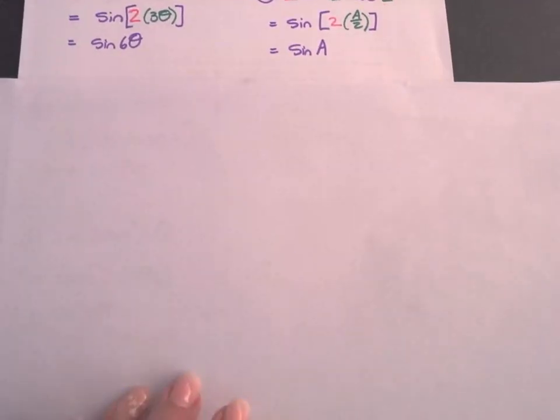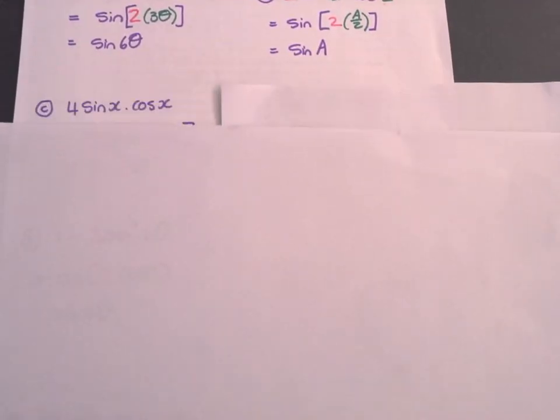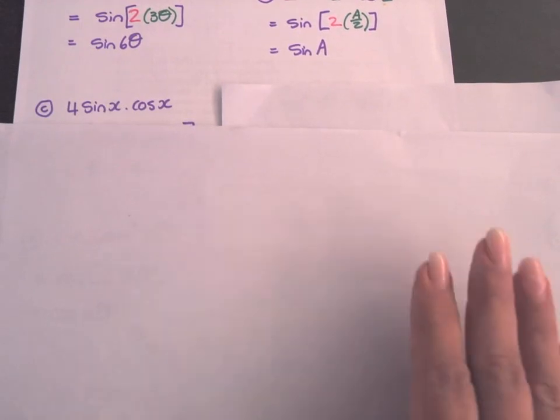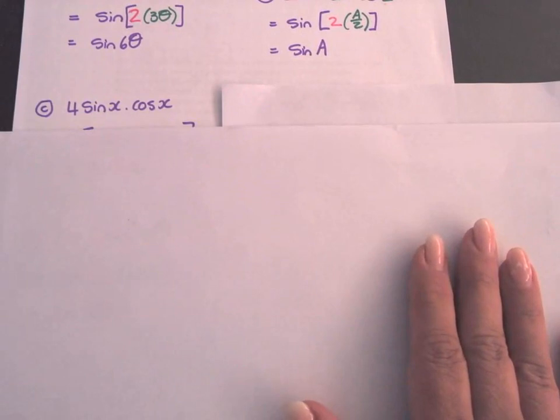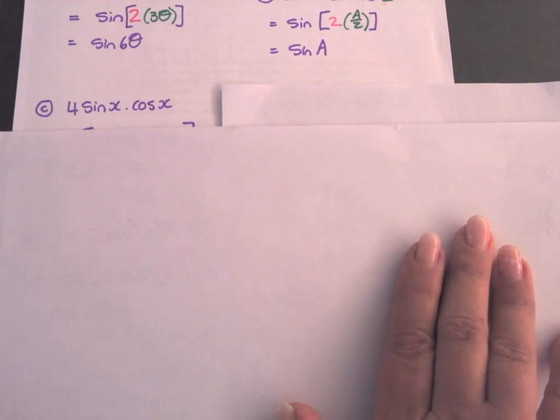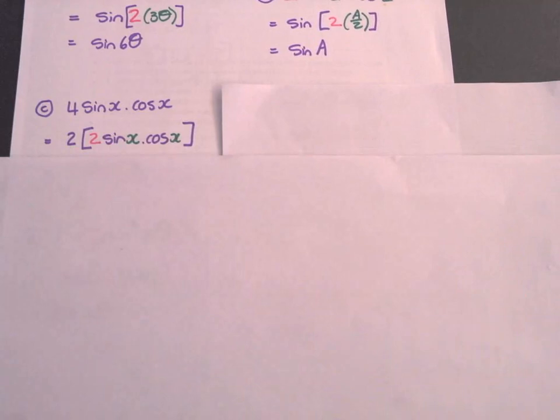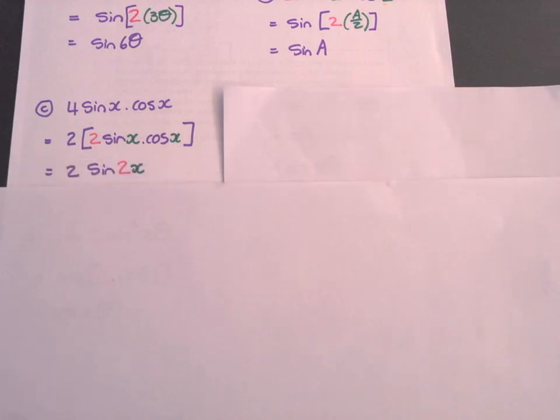Are you awake? Okay. The next question. For sine A cos A, it looks familiar, but it's not in the right format. What must I do? 2 times 2. Okay? That's right. Then take the 2 to the middle and multiply it with x. And there's your answer.